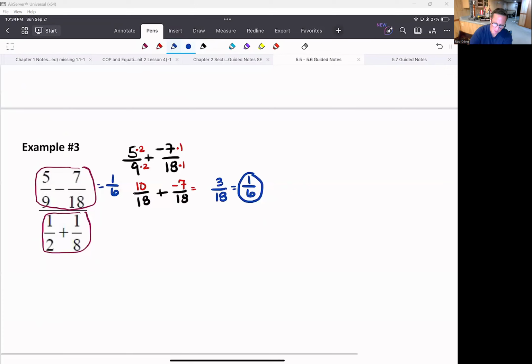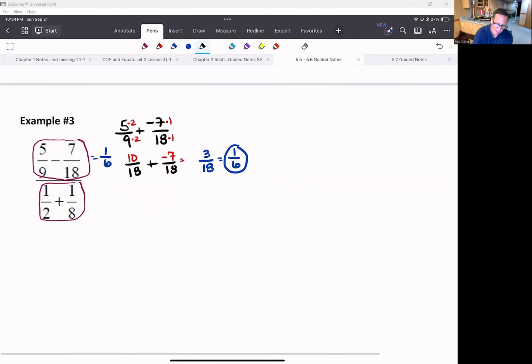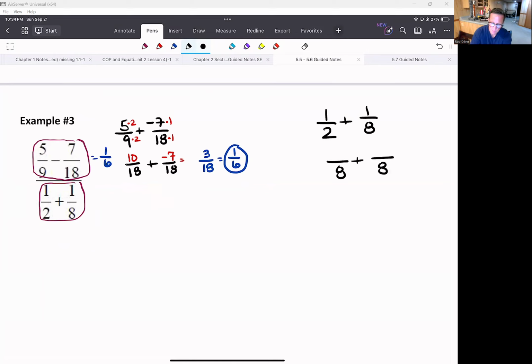Let's do the other one. So 1/2 plus 1/8. The least common denominator on this one is 8. So 2 times 4, right? 2 times 4 is 8. So we're going to do 1 times 4. All right? 8 times 1 is itself, and 1 times 1 is 1. So that comes out to 5/8.